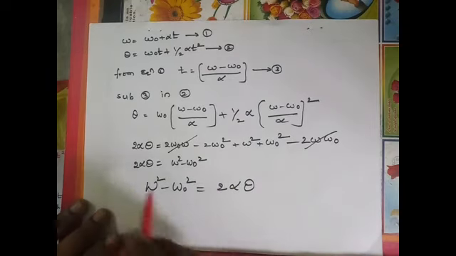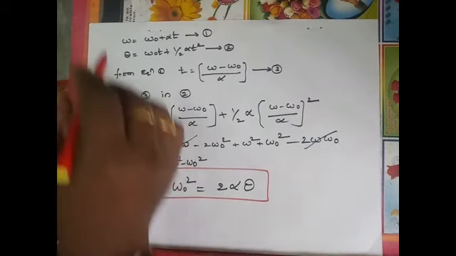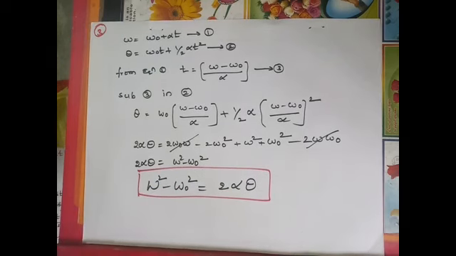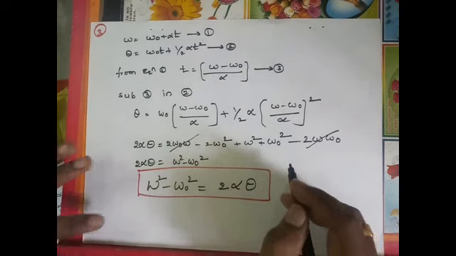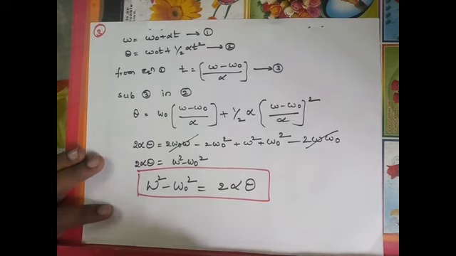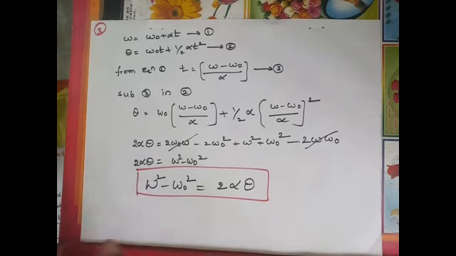So this is our required third equation: omega square minus omega naught square is equal to 2 alpha theta, where alpha is the angular acceleration, theta is the angular displacement, omega is the final angular velocity, and omega naught is the initial angular velocity. In this way we solve these 3 equations, especially for a rotating body.